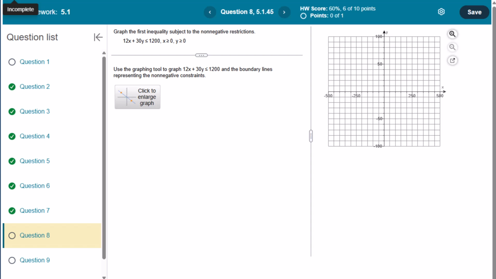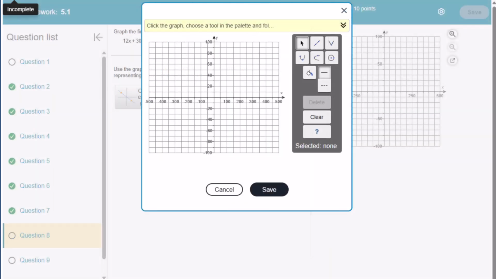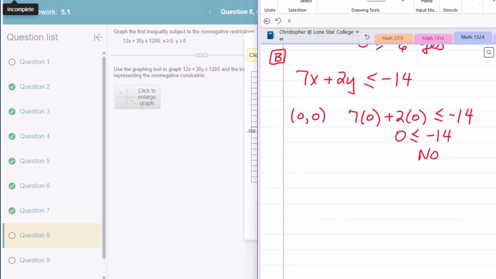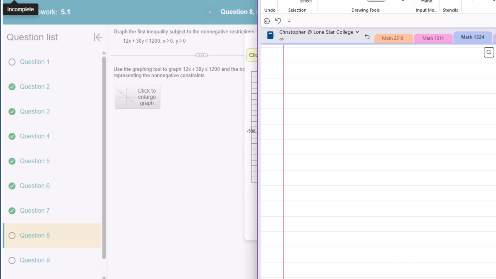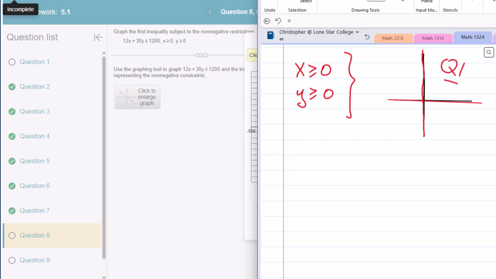Okay, question 8 says, I've got 12x plus 3y less than or equal to 1200, x and y greater than or equal to 0. Okay, so let's see. The first thing I notice is this business about x greater than or equal to 0 and y greater than or equal to 0. Those two items mean that when we go to graph this, I'm going to have to graph x equals 0 and y equals 0. And my answer must live here in quadrant 1.